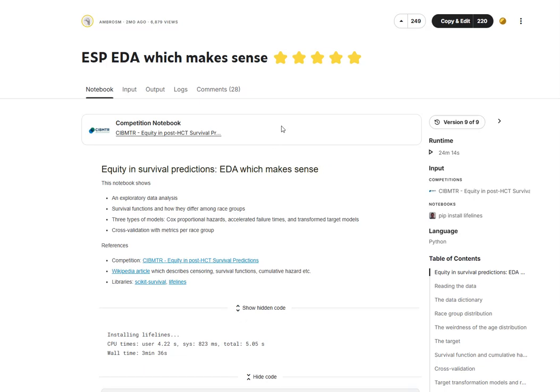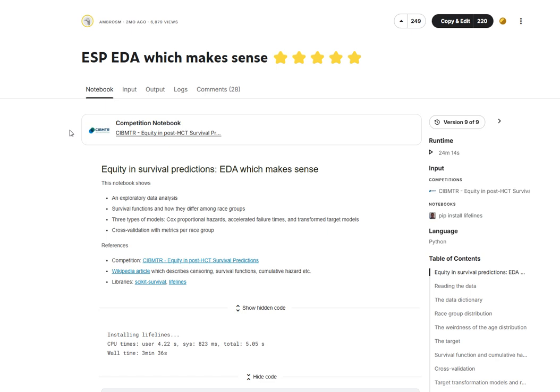Today, we're diving into a fascinating Kaggle competition called CIBMTR Equity in Post-HCT Survival Predictions. We're going to explore a notebook by the great Kaggle Grandmaster AmbrosM. The notebook tackles a really important problem. How can we predict patient survival after a hematopoietic cell transplantation, HCT, fairly across different racial groups?